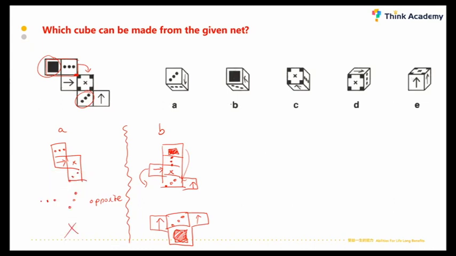Let's open up our cube for B, okay? So let's open it with the 3 dots in the middle. 1, 2, 3. And above it is going to be the shaded black square. And on the right of it is going to be the up arrow. So can we find this net in this transform net?